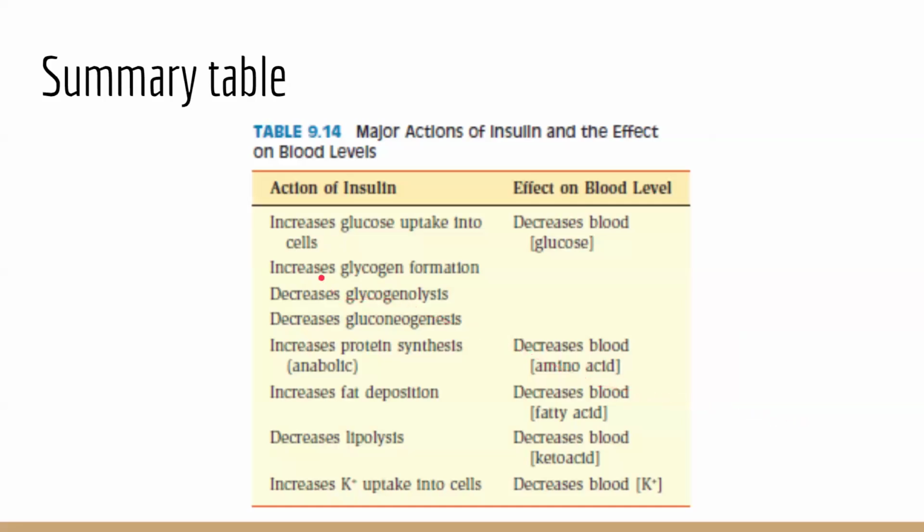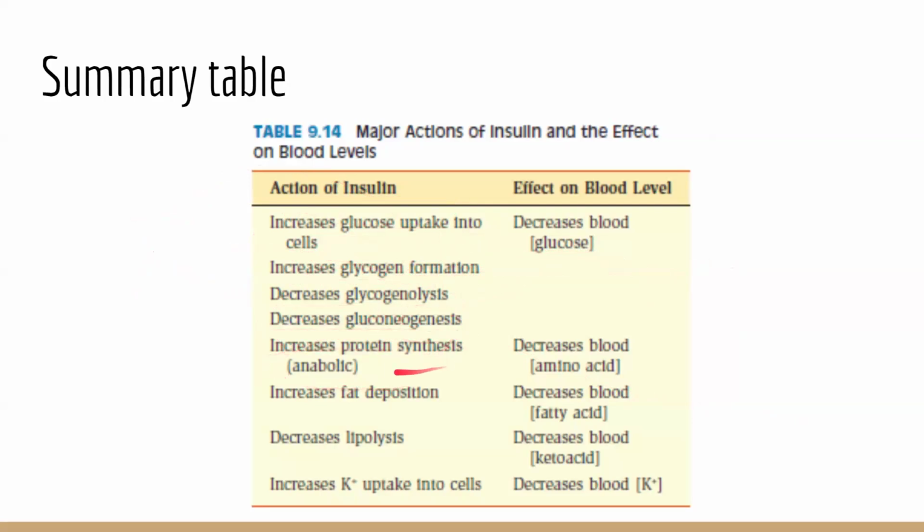So this is a summary table of all of the actions of insulin we talked about. It increases glucose uptake into the cells through GLUT4. It increases glycogen formation by the glucose 6-phosphate step, and the phosphofructokinase and so on is for glycolysis, right? But in general, you form glycogen from glucose after you take it in through the GLUT4 transporters. You decrease glycogenolysis, okay? You decrease gluconeogenesis, like I mentioned.